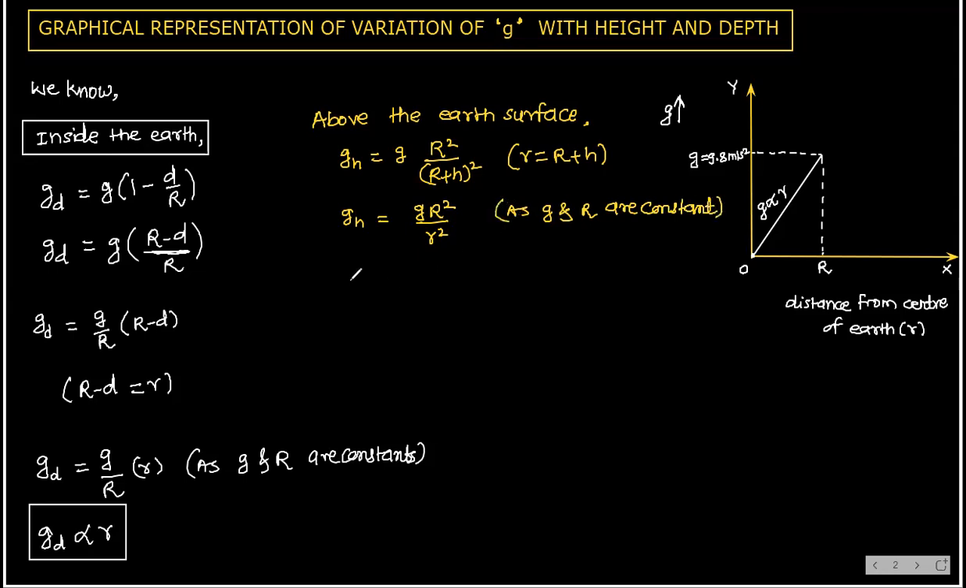What can I write here? Tell me. gh is inversely proportional to the square of the distance from the center of the earth. From the center of the earth we should say, right? So gh is inversely proportional to r square.